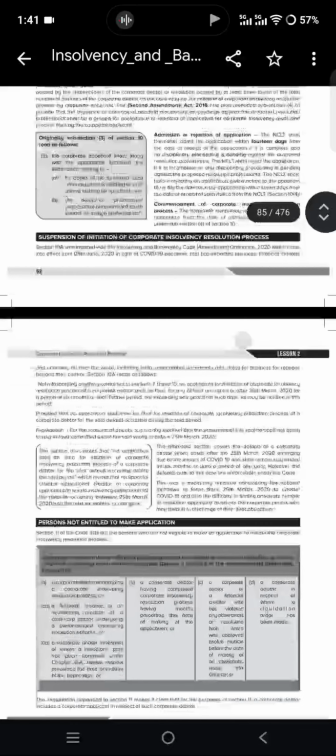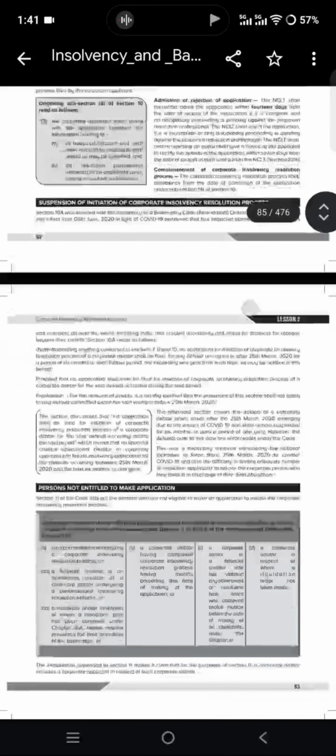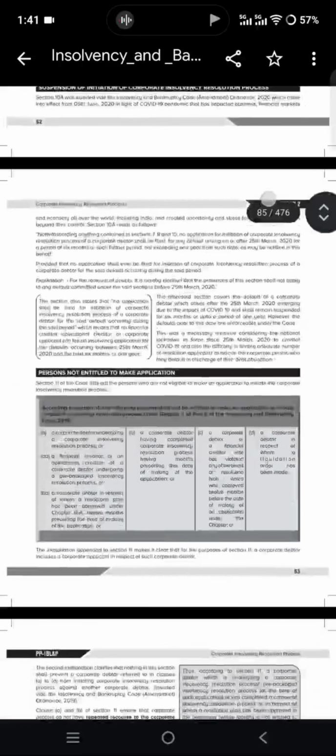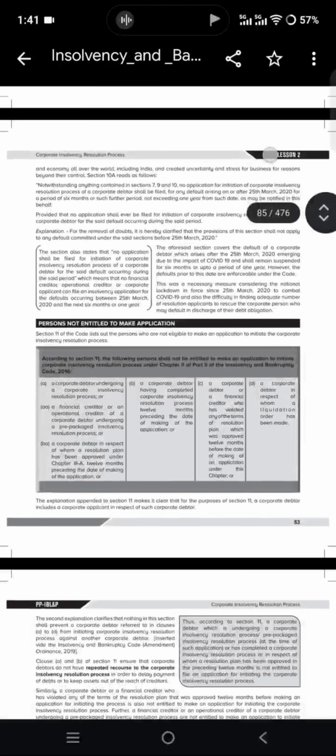Next, the second amendment provides that the presence or absence of pending disciplinary proceedings against the proposed resolution professional shall be a ground for acceptance or rejection of the application for CIRP. So the grounds for the application are the presence or absence of disciplinary proceedings against the proposed RP, and whether the application is complete or not. Two grounds.